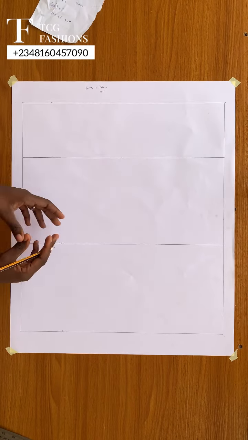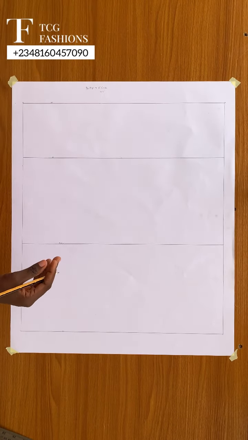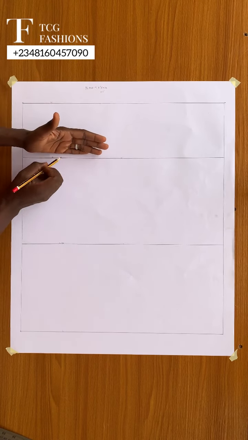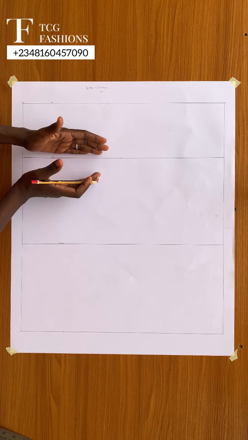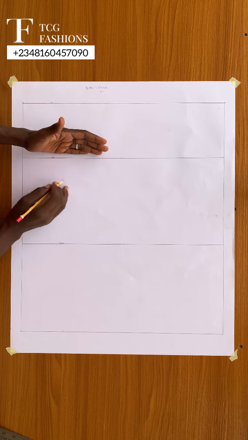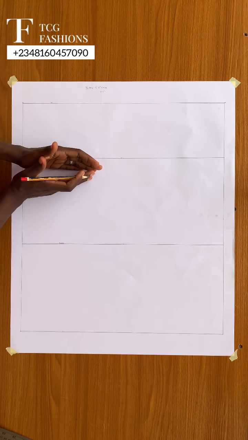In fact, there are some styles on the net where the extension, the flare, everything starts maybe 2 inches or 3 inches below the bum. You should have seen different styles like that.